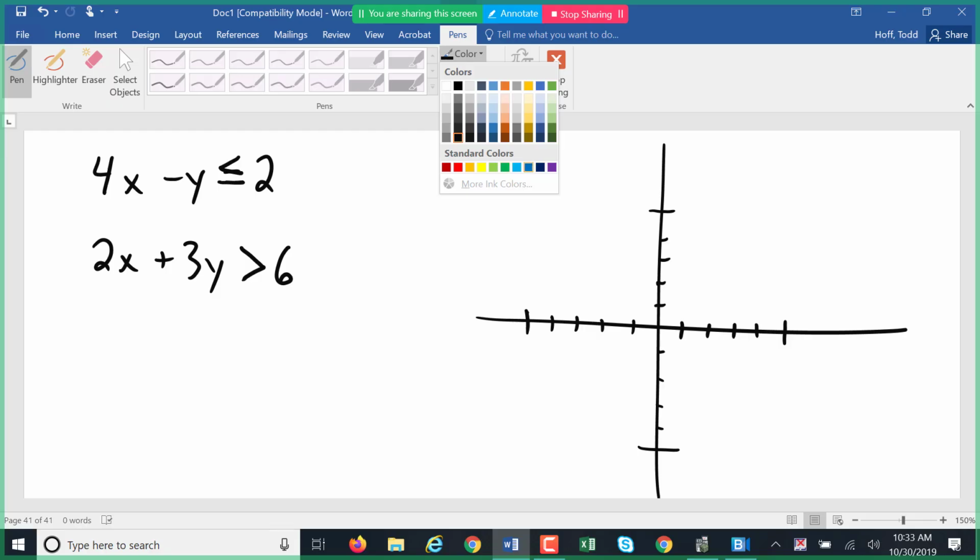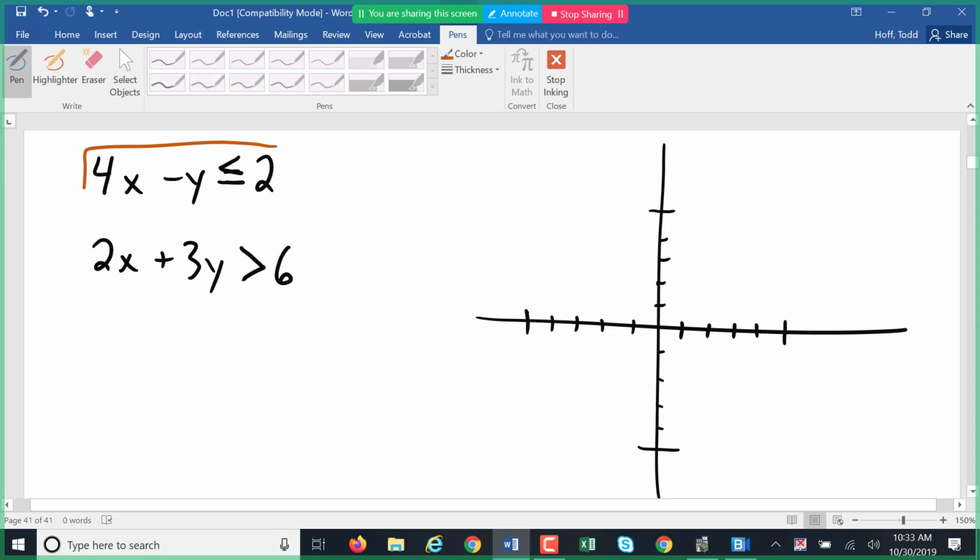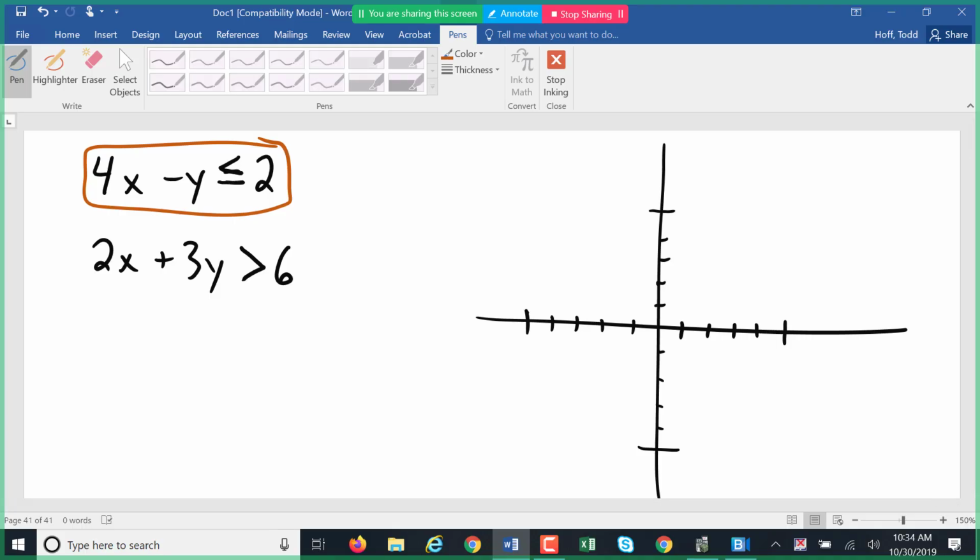So the first one up there, I can use X-intercept and Y-intercept if I would like, since it's in that form AX plus BY equals the constant. The X-intercept is the constant divided by the X coefficient. 2 divided by 4 is 1/2. There's my X-intercept. The Y-intercept is the constant divided by the Y coefficient. So 2 divided by -1 is -2. There's my Y-intercept.